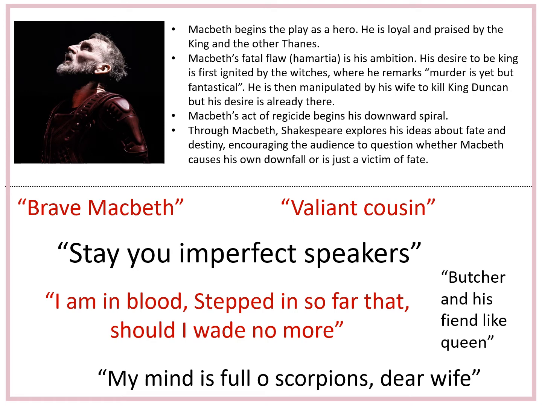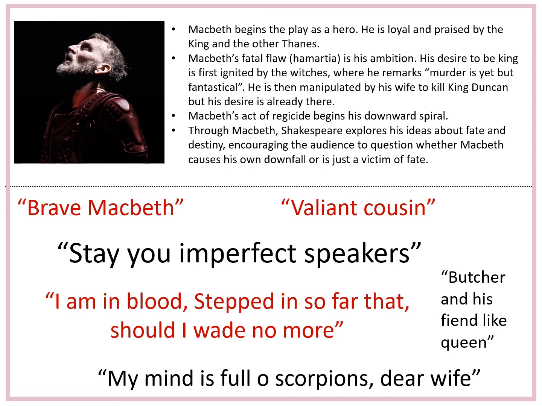His desire to become king is first ignited after he meets the witches in Act 1, Scene 3. They tell him that he will be king hereafter, and after they leave, he says that "murder is yet but fantastical". This illustrates how Macbeth is thinking about how he can become king, and the fact that he says that murder is fantastical shows that he already is thinking that murder might be the only way to become king and therefore achieve his desires.